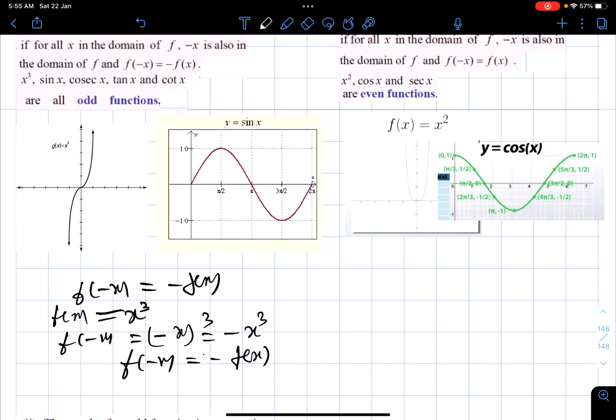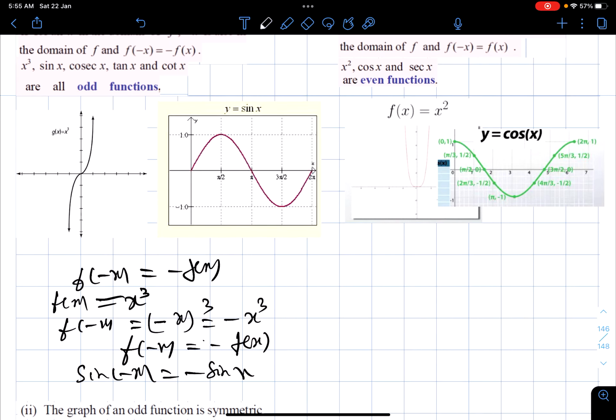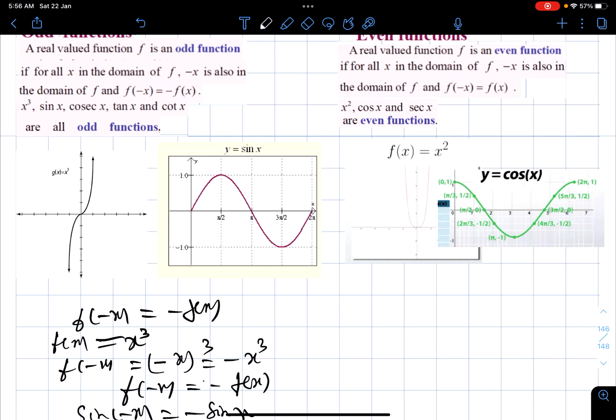Similarly, they have given some examples: sin x, cosecant x. Sin x also, how can you write? Sin of minus x equal to minus sin x. This you have seen in your 11th standard trigonometric functions. Okay. And for an even function, it is f of minus x equal to f of x.